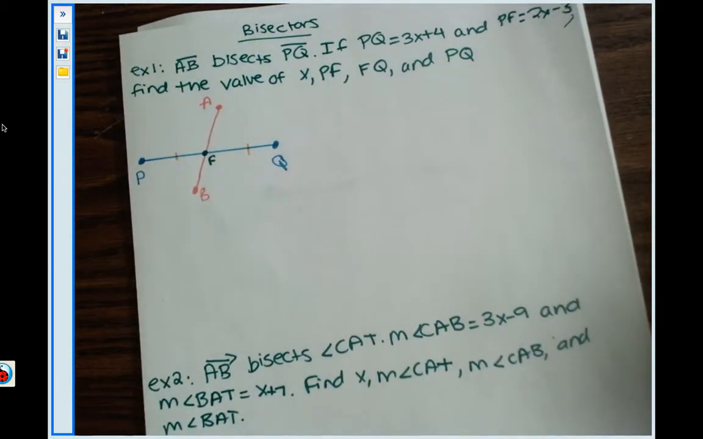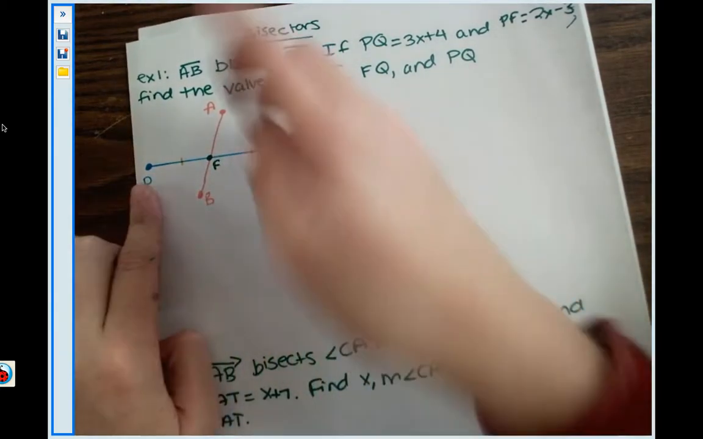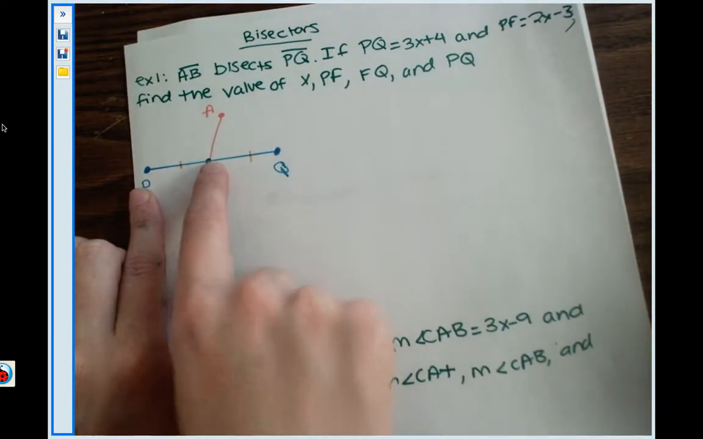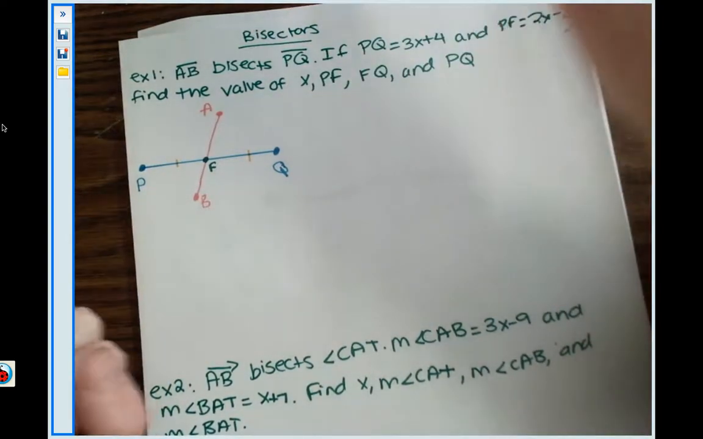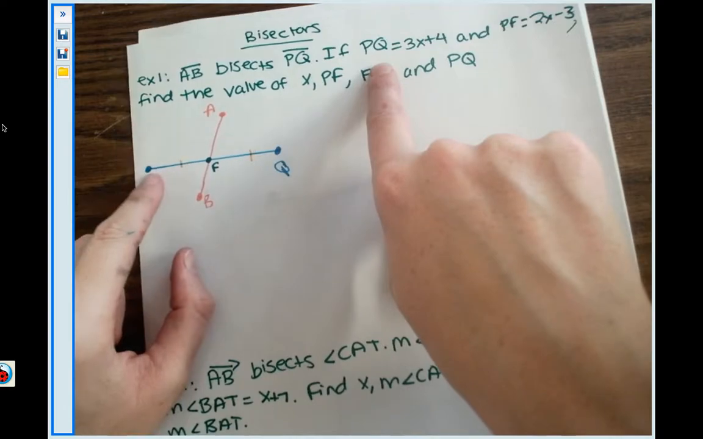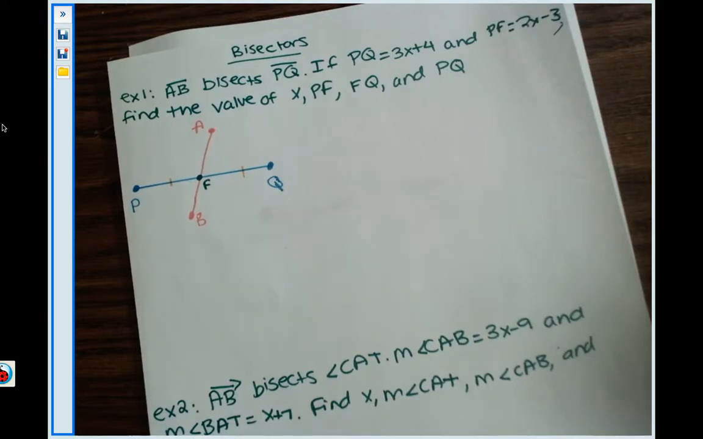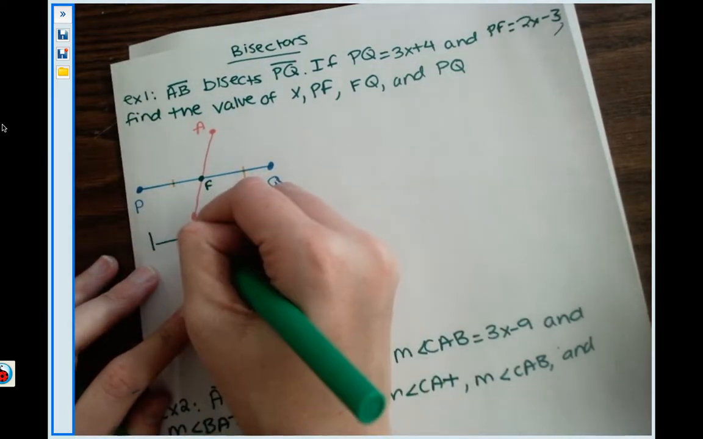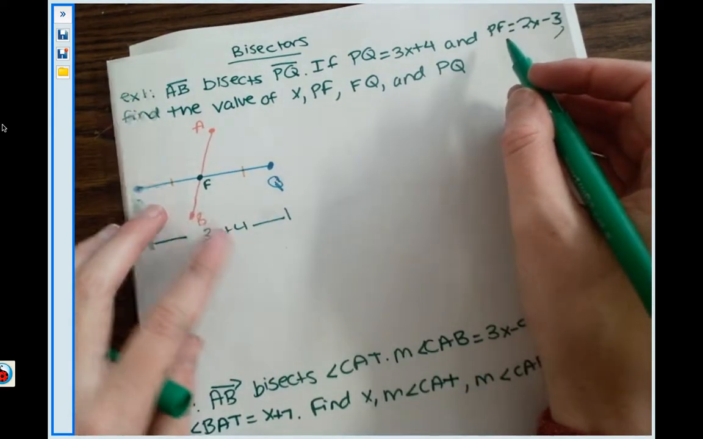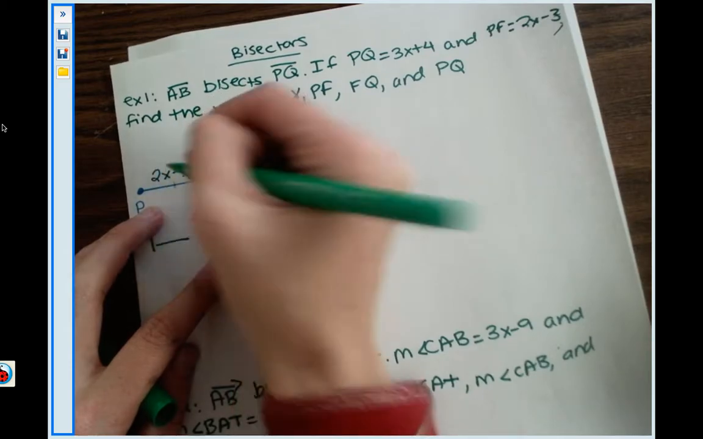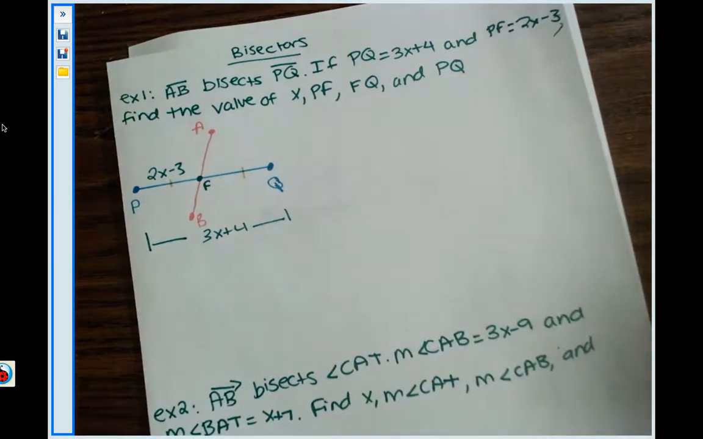So anyways, in this scenario, it says that segment AB bisects PQ. So it will slice it in the middle, which means it hits the midpoint and makes two congruent segments. We can always say that about a bisector. So if the whole piece PQ is 3x plus 4, I'm going to label that real quickly. So PQ is 3x plus 4, and PF is 2x minus 3, so this piece is 2x minus 3. Find the value of x, PF, FQ, and PQ. So we have a lot of things.